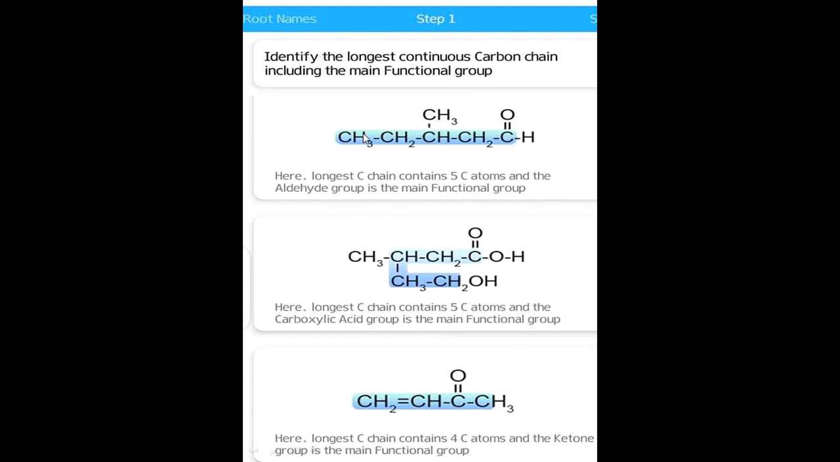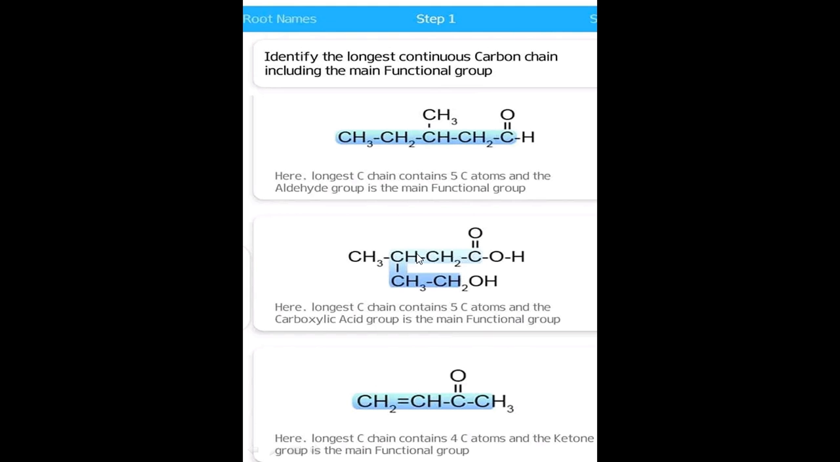So let's take this structure as an example. The only functional group we have here which dominates is an aldehyde functional group. Though we might have saturated alkanes here too, the aldehyde tends to dominate. So we identify the main chain, the chain containing the main functional group. So this is the chain that contains the main functional group.